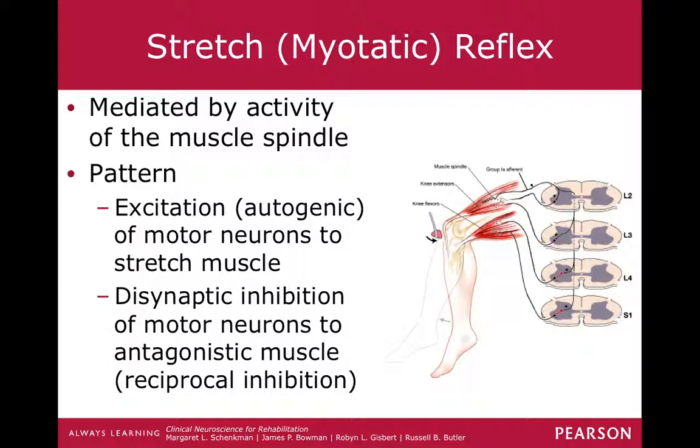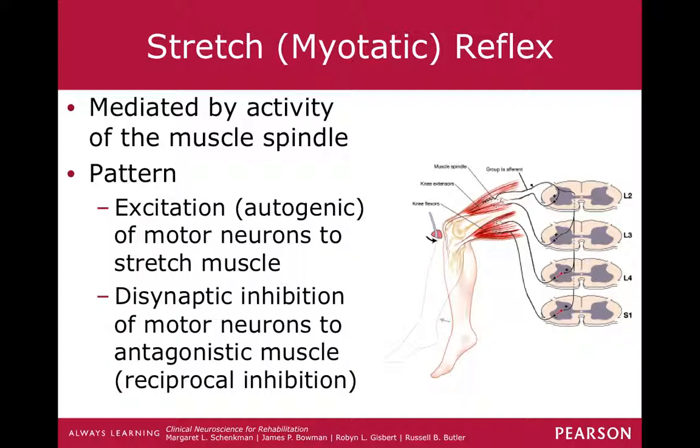Now, the stretch reflex is mediated by activity of the muscle spindle. As we saw before, stretch of the muscle produces activation of the primary and secondary afferents of the muscle spindle, which activate the spinal motor neurons via group 1A or 2 afferents, respectively. The pattern of activation within the spinal cord is excitation, that is, autogenic excitation, of motor neurons to the stretched muscle, which can be monosynaptic.